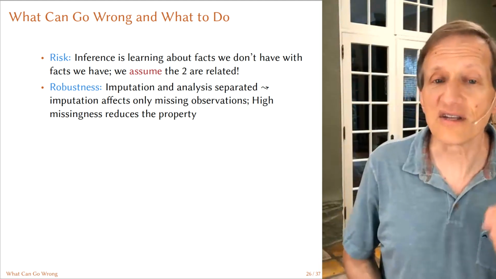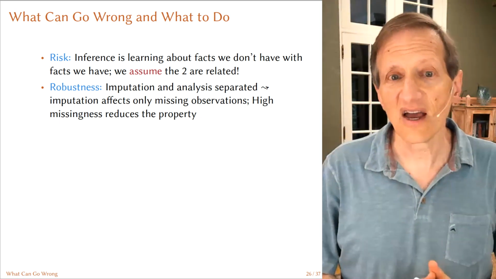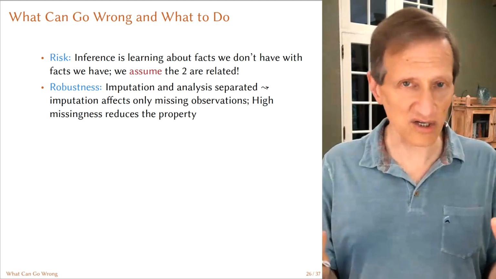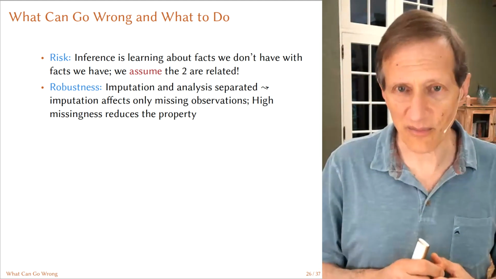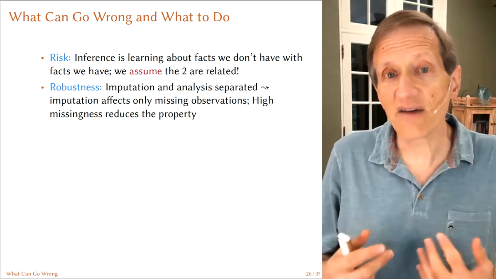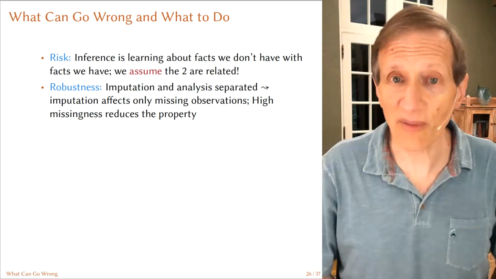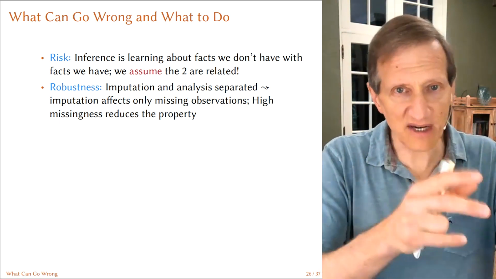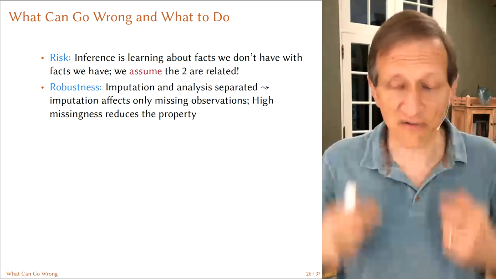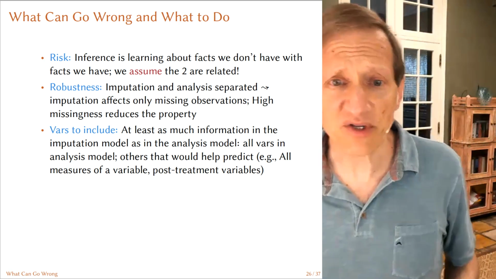There's robustness in this method because the imputation and analysis methods are separated. The imputation model, the big multiple equation model that we're using for imputation, only affects the missing observations. If you have high missingness, then that's going to be much less robust, because when we impute from dataset to dataset to dataset, a much larger fraction of it is a function of this alternative model. So what variables do you include?